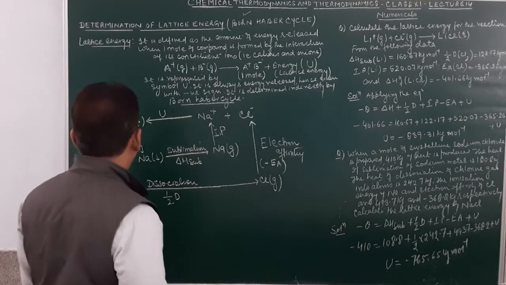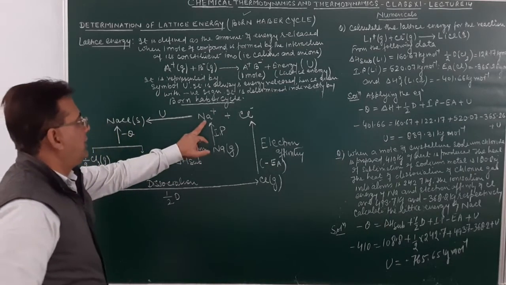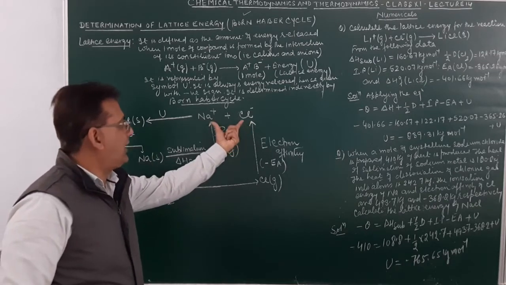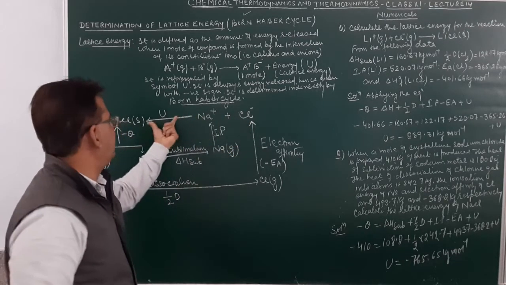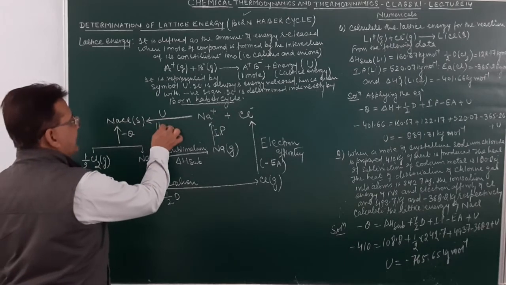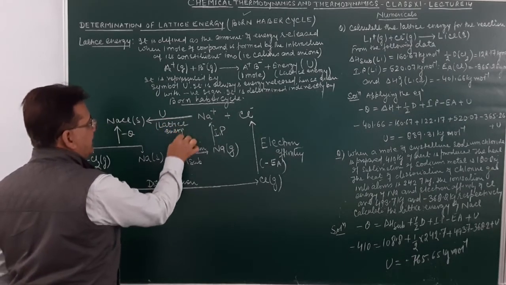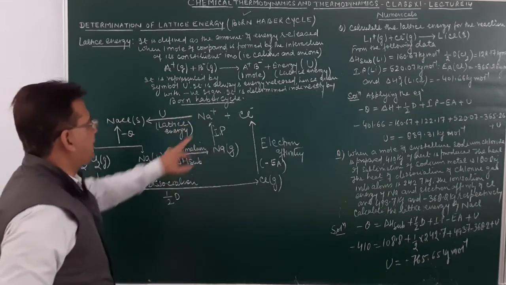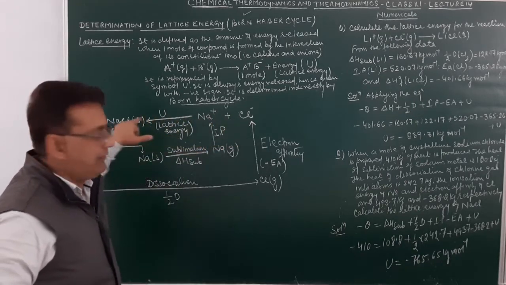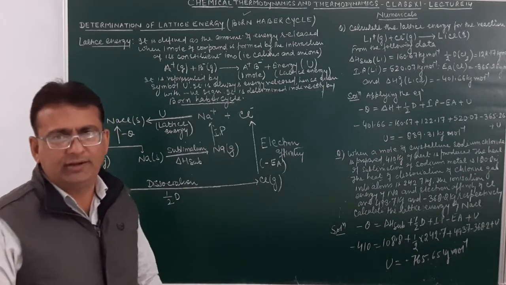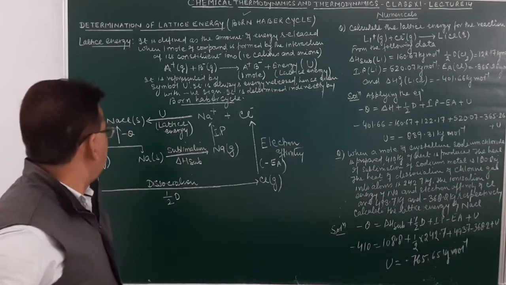Am I clear, students? Just see. Now this sodium cation is formed and the chloride anion is formed. When they interact with each other, the energy released will be called lattice energy. So instead of determining this directly, we have tried to determine this indirectly in the form of a cycle, and that cycle is called the Born-Haber cycle.